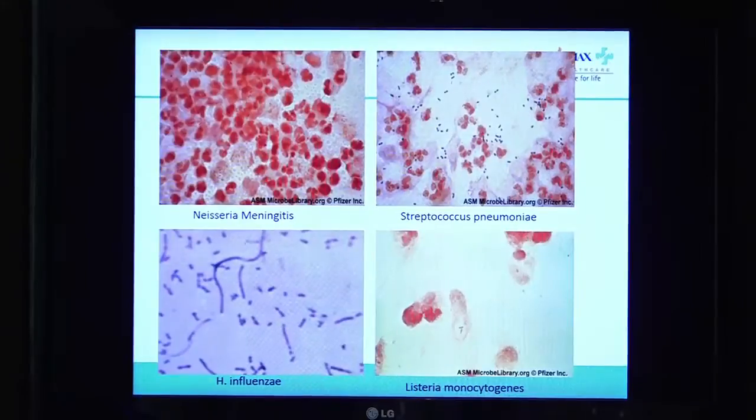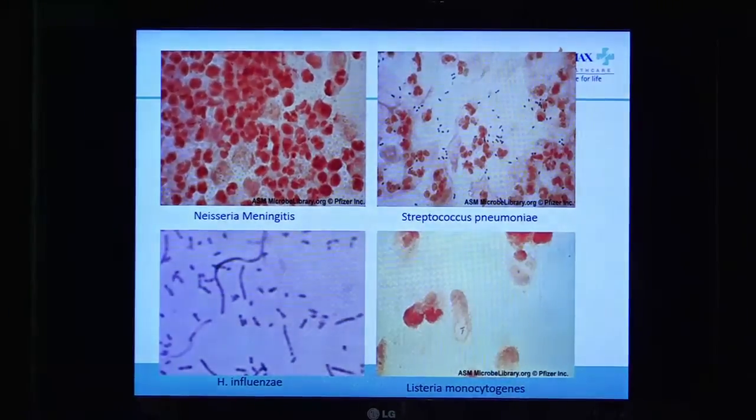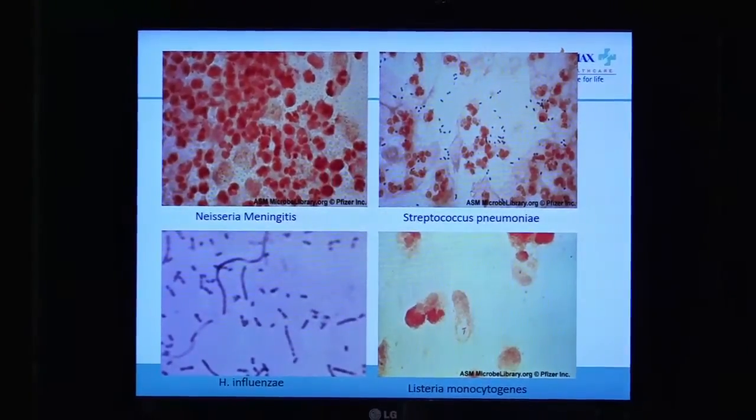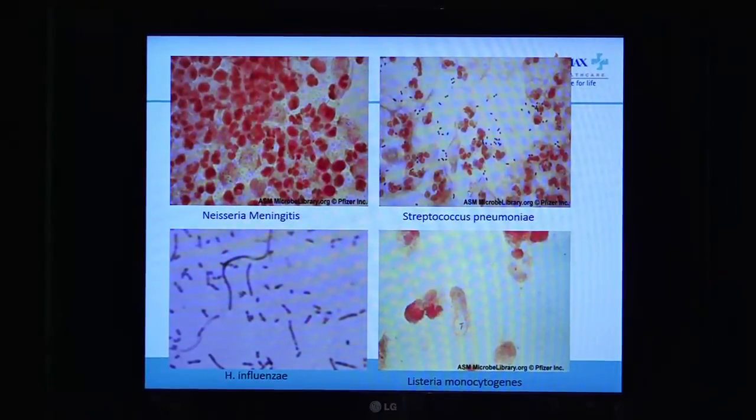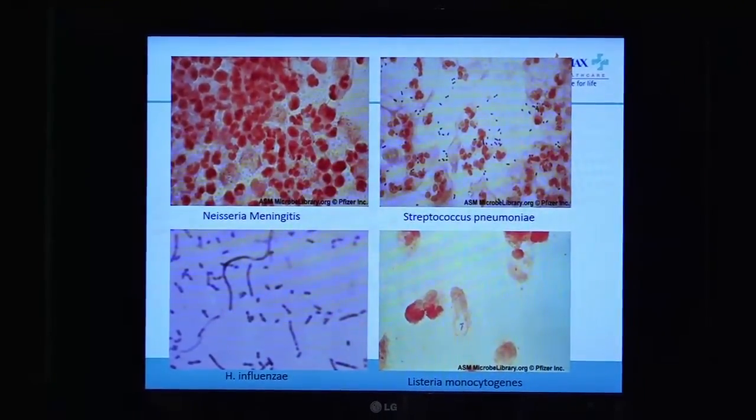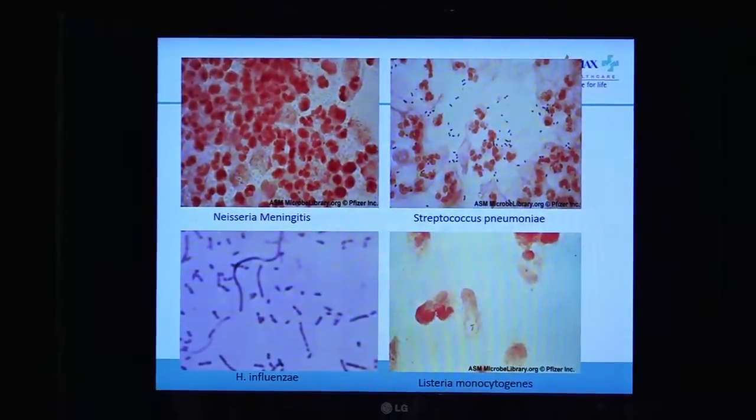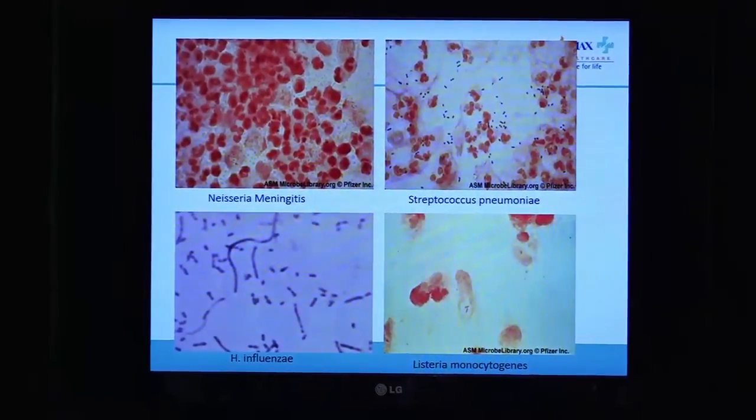These are the very small gram stains where you can clinch the diagnosis. Like Neisseria meningitidis, these are gram-negative diplococci; Streptococcus pneumoniae, gram-positive diplococci; Haemophilus influenzae, very small pleomorphic gram-negative coccobacilli; Listeria monocytogenes, gram-positive bacilli.